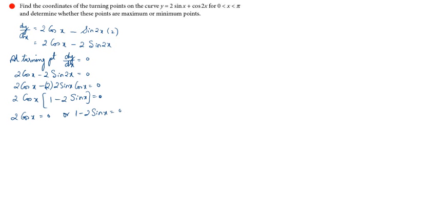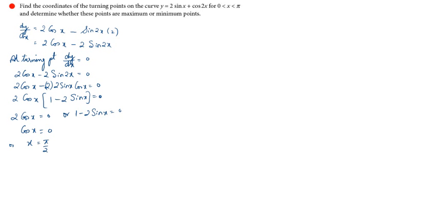2 cos x is equal to 0 means cos x is equal to 0. So for what value of x is cos x equal to 0? x is equal to pi by 2. So cos 90 is 0.